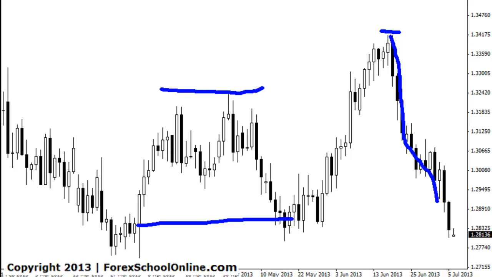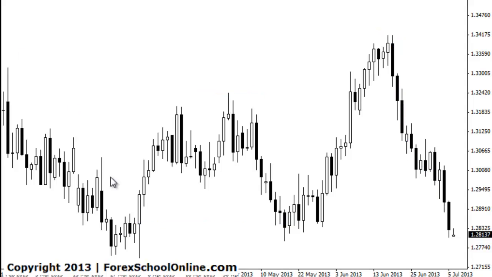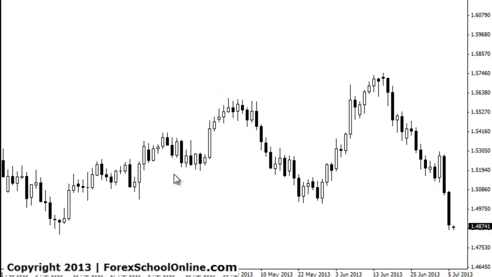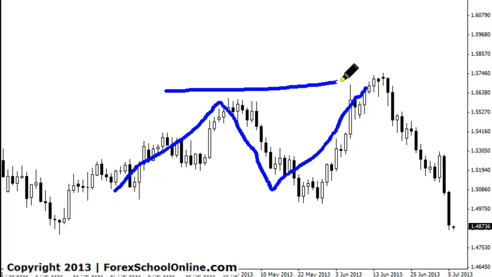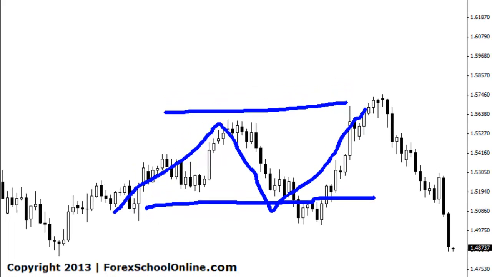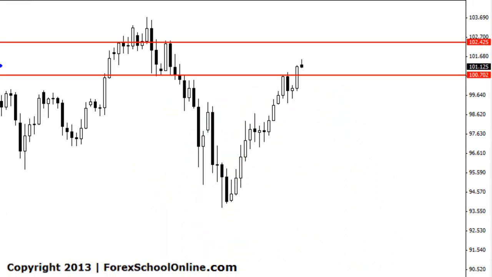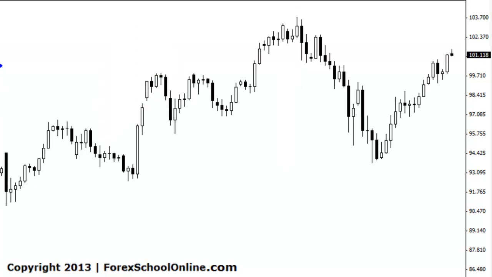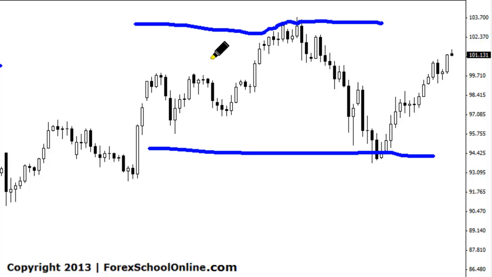If I flick through a few of my charts, we're seeing this on most charts in the Forex market at the moment. This is GBP US dollar. It's the same thing. We're seeing a lot of sideways action on most pairs. Flick to the US dollar Japanese yen, and this market was in a roaring uptrend, but now, in the last few weeks, month or so, we've gone into sideways action.